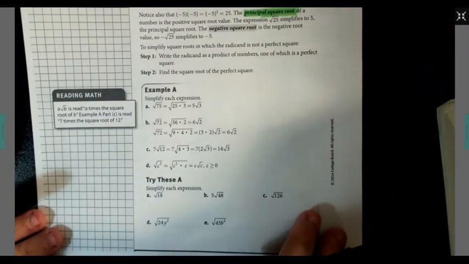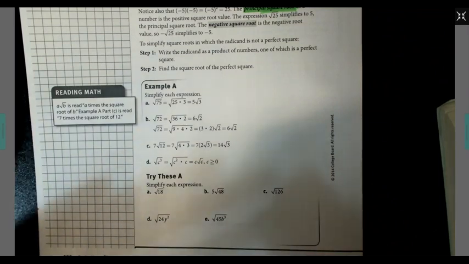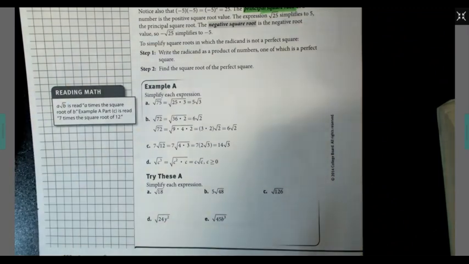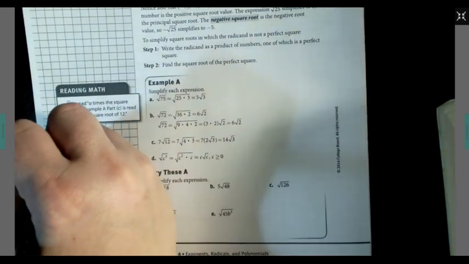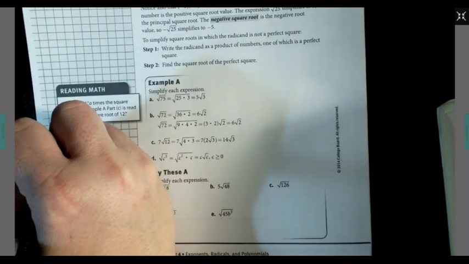Example A has been worked out for us, and they have quite a few of them that have been worked out. We're actually going to dive into the try these. So remember the 2 steps. Write the radicand as a product of numbers, one of which is a perfect square. Then find the square root of the perfect square. Okay, let's talk about a few perfect squares before we get started.